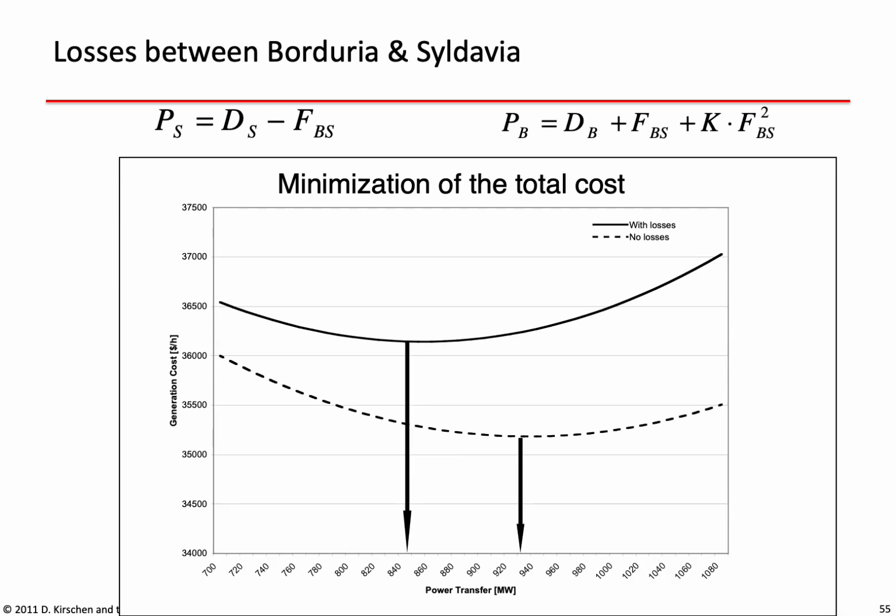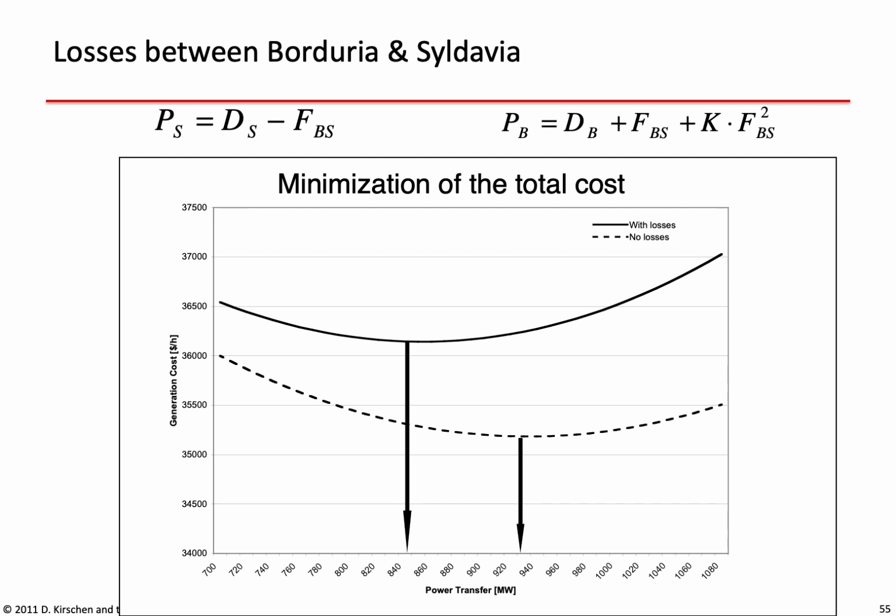Let's go back to our example Borduria-Syldavia to see how it might be affected by losses. The power produced in Syldavia, PS, is equal to the demand in Syldavia minus the power imported from Borduria, FBS. On the other hand, the power produced in Borduria is equal to the demand in Borduria, DB, plus what gets exported to Syldavia, FBS, plus the losses on the line, which we'll assume are this factor K times FBS squared, the square of the power flowing from Borduria to Syldavia.